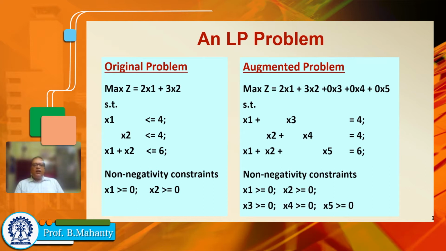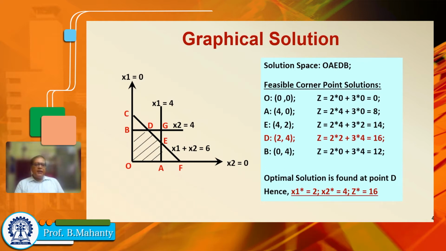So let us now see why those basic solutions are important. Already I have explained in other classes, but once more let us see it. You see the different constraints, that is x1 equal to 4, x2 equal to 4, and x1 plus x2 equal to 6. Now, if you put in those slack variables, then x1 plus x3 equal to 4, x2 plus x4 equal to 4, and x1 plus x2 plus x5 equal to 6.